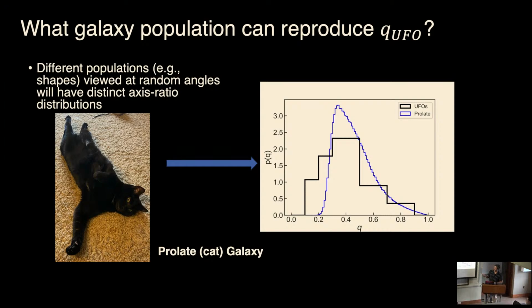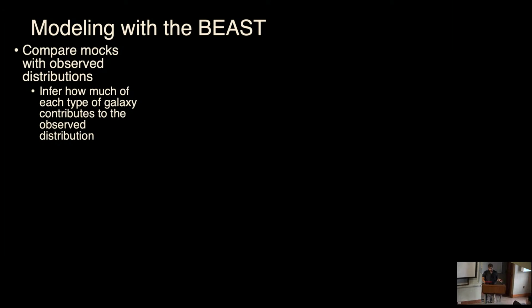So that has its own unique axis ratio distribution. And this actually does a pretty good job of matching the observed distribution, just missing some of these lower axis ratio objects. So let's get into the modeling. We used a software called the Beast, developed by Sedona Price. So we can basically infer how much of each type of galaxy contributes to this observed distribution.